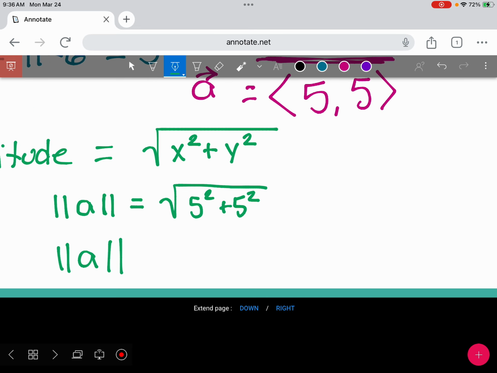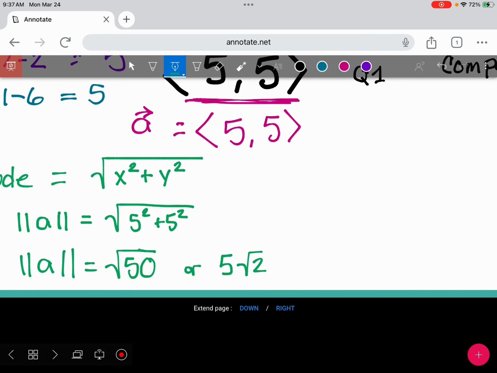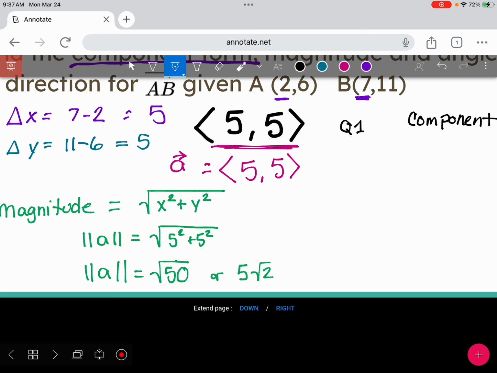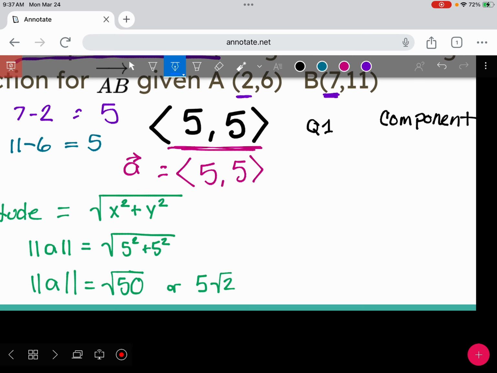So our magnitude of A, it was a simplified radical. Either way, I'm not super petty about it, because 5 squared gives us 25, 5 squared gives us 25, so we get square root of 50. Or I'm also okay if we put that in our simplified radical form, which is going to be 5 root 2. That's okay. So that's our magnitude. And the symbol for our magnitude is that double absolute value.